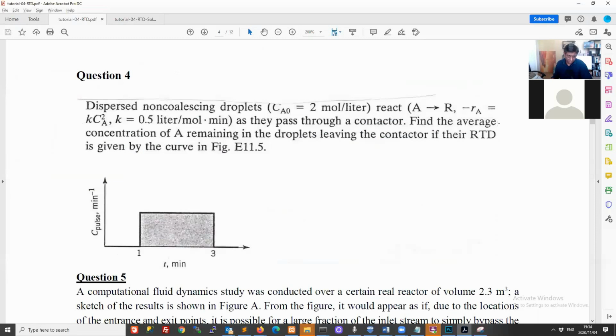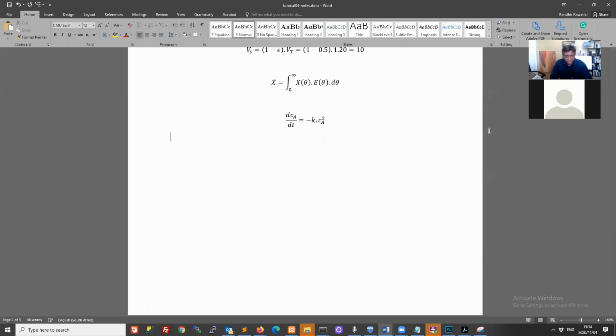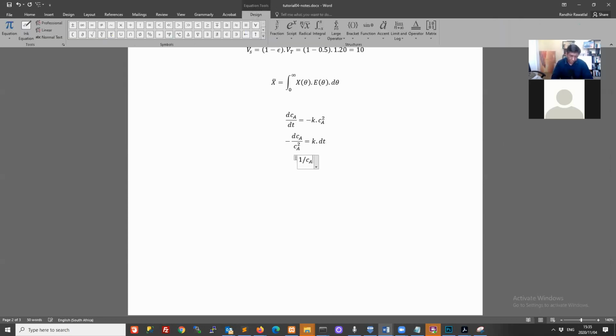So we are told minus RA equals k CA squared. So dCA/dt is RA, so it's minus k CA squared. And then, of course, we can integrate this if we rewrite it. We can rewrite this with CA squared in the denominator and shift it across, and I'll also take the minus sign. And then, of course, the derivative of 1 over x is equal to minus 1 over x squared. So this is nothing but the derivative of 1 over CA. So that's the integral.